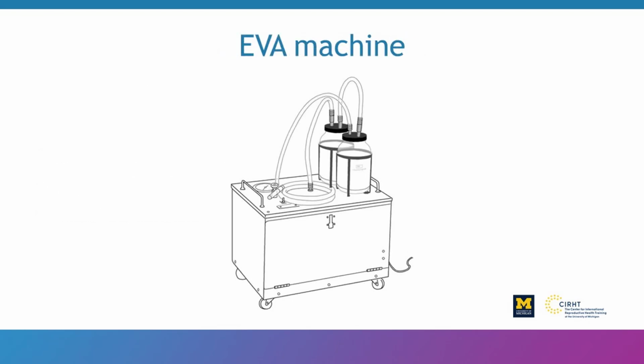So this picture shows an electrical vacuum aspiration, which has the same function as the manual vacuum aspiration, but with this instrument we use an electric source to create the vacuum.